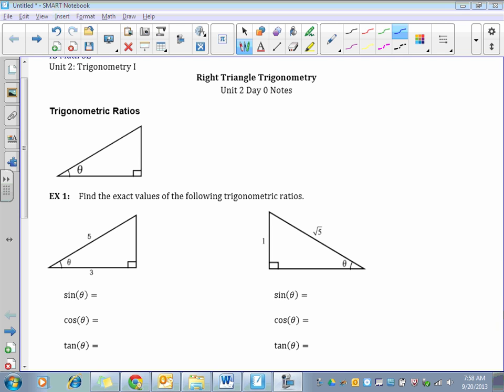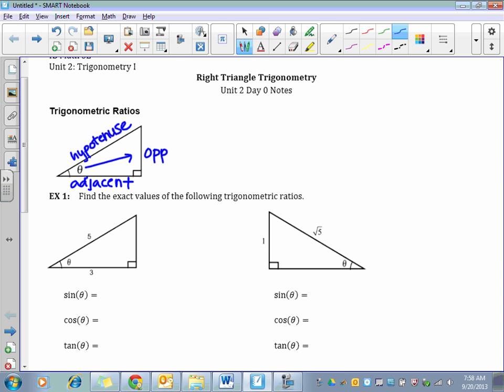So here's our right triangle and our angle theta, and we're first going to label the different sides. So the leg opposite the angle is labeled opposite. And we know that the hypotenuse is the longest side and it's across from the right angle. And then the final leg that is between the angle and the right angle would be the adjacent leg.